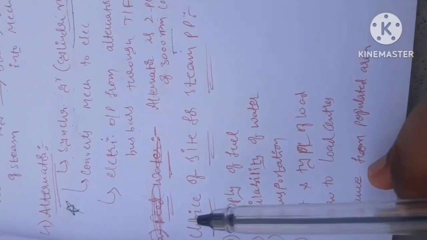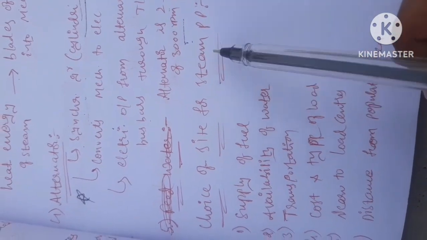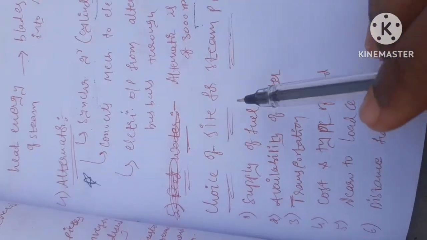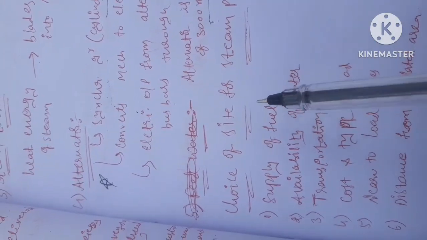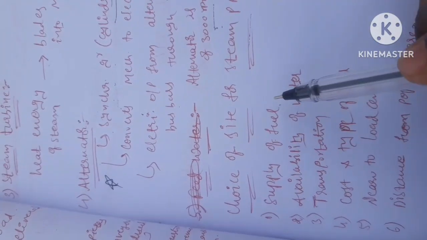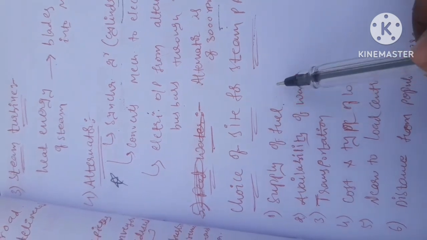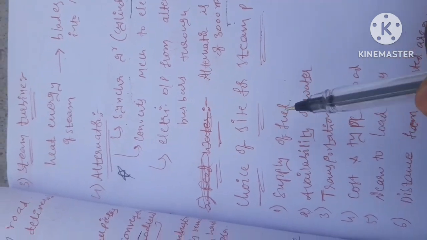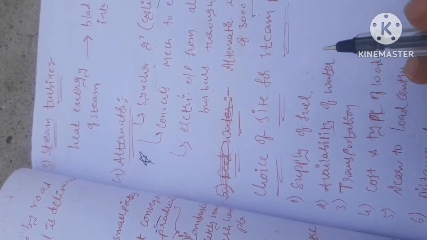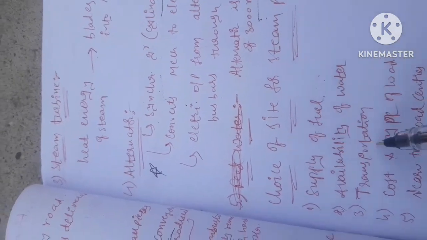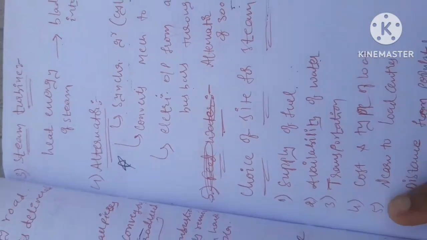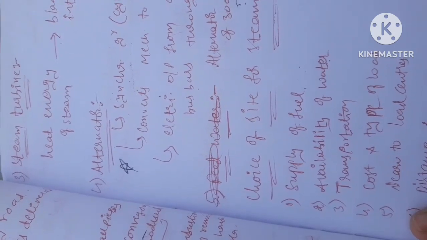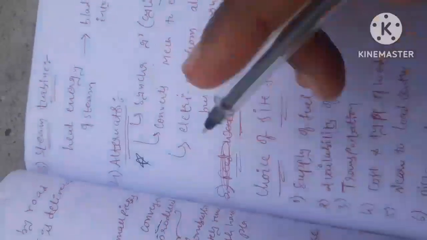After that, the choice of site for a steam power plant. What are the factors we have to consider? Supply of power, supply of fuel. Where we have the fuel conveniently, there we have to construct the steam power plant. Then availability of water, we have to construct where water is available. After that, transportation facility we must have.